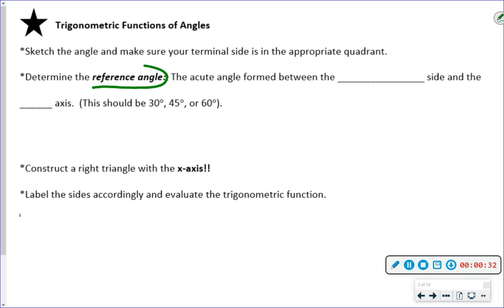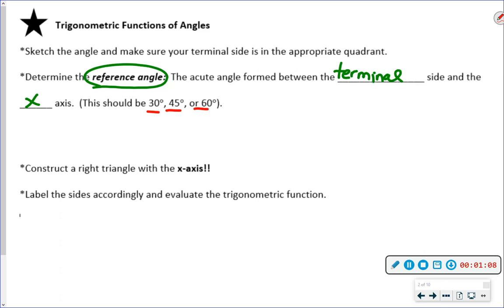This is key. Now, your reference angle is between the terminal side, remember that is the one that rotates around the circle, and the x-axis. Today, all your reference angles are going to be something on these special right triangles, 30, 45, or 60. Clearly, that is not always the case. We have other tools that we will get to in another chapter on dealing with that, just for the record.